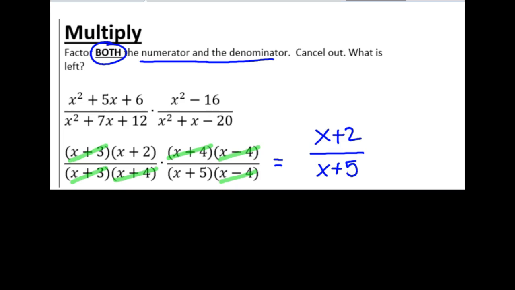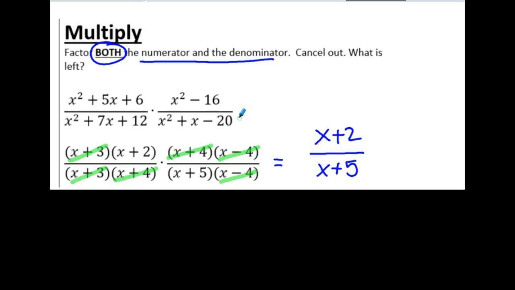Can you cancel the x's like that? You cannot, because the adding glue is holding these together. That is your reduced answer. Can you solve for x? No, because the original problem didn't have any equal sign in it, so you cannot solve for x. You're just reducing it as much as you possibly can.